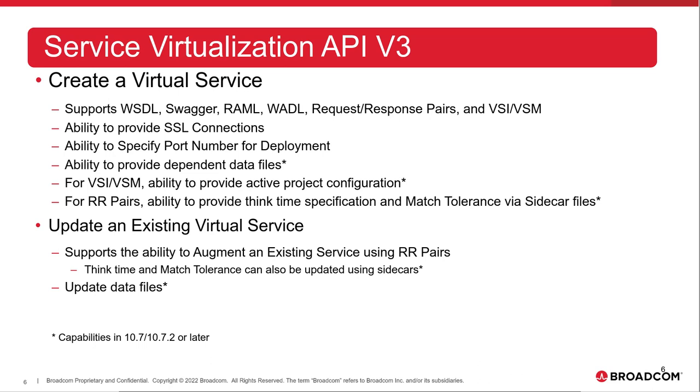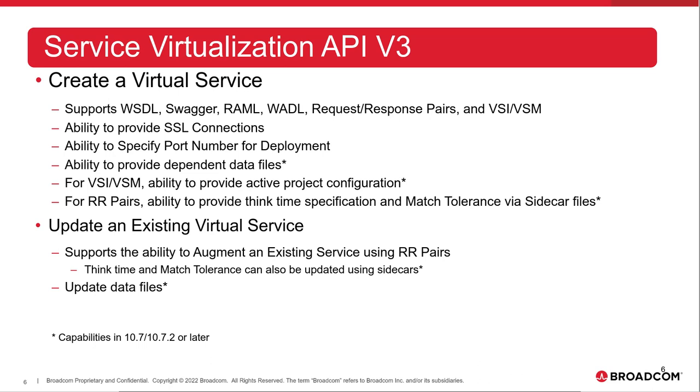The next capabilities are available in the latest version of the V3 API, which is the ability to specify dependent data. So for example, if you do have a VSI VSM, maybe you've made it data-driven and you've mapped it to an external data file. You can supply that data as well at the time that you are creating your virtual service. So if you're creating a pipeline, you can have that run as well as the dependent data. Additionally, for VSI VSM, you might have an active project config for anything that you've specified as a parameter. And you can supply that as well when creating a virtual service so that it spins up on demand with what you need.